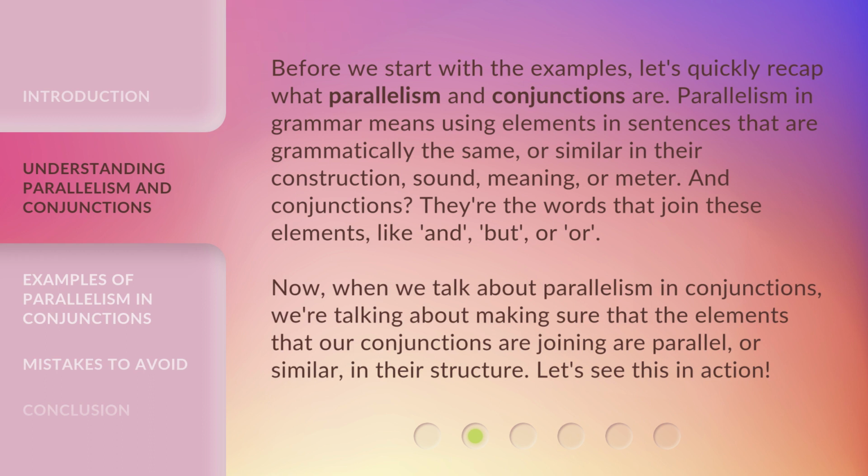Before we start with the examples, let's quickly recap what parallelism and conjunctions are. Parallelism in grammar means using elements in sentences that are grammatically the same, or similar in their construction, sound, meaning, or meter. And conjunctions? They're the words that join these elements, like and, but, or. Now, when we talk about parallelism and conjunctions, we're talking about making sure that the elements that our conjunctions are joining are parallel, or similar, in their structure. Let's see this in action.